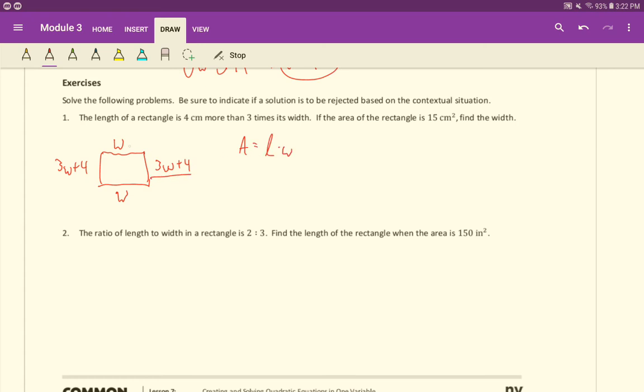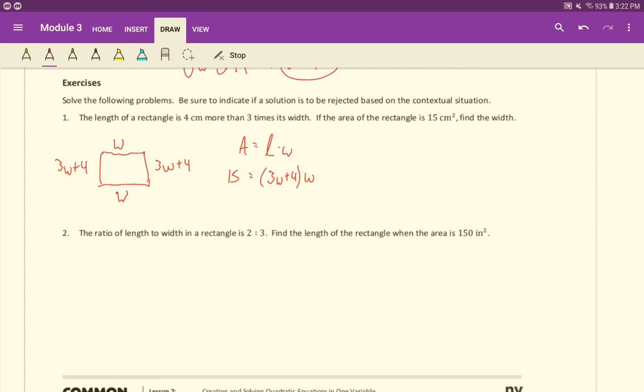And since our length is this and our width is this, we can just plug those in. So it'll be 3w plus 4 times w. And we know what our area is. We're told right there, 15 centimeters squared. So now we'll just solve.